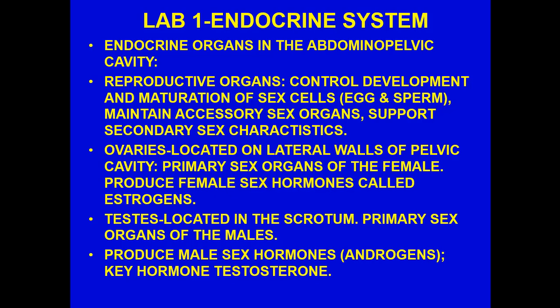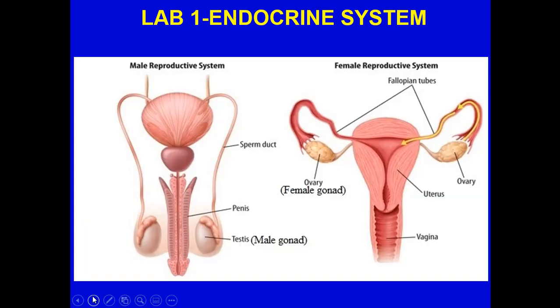The ovaries are located on the lateral walls of the pelvic cavity. They are the primary sex organs of the female and produce female sex hormones called estrogens. The testes are located in the scrotum. They are the primary sex organs of the males, and they produce the male sex hormones, which are generally classified as androgens. But the key one of this group is called testosterone.